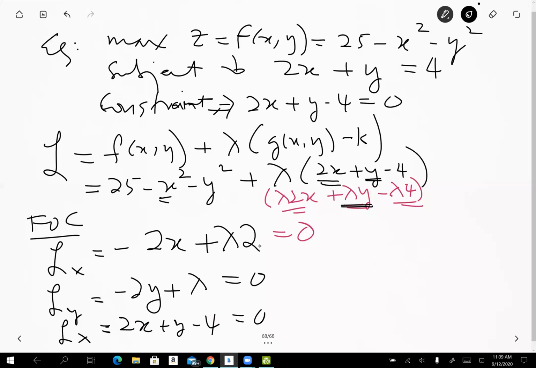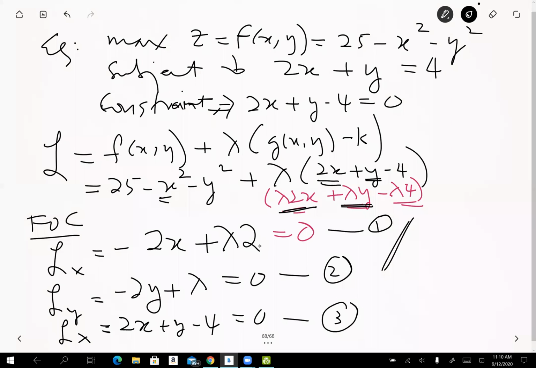Or you can do the derivative individually. So you got lambda 2x, derivative with respect to lambda is 2x. Here you got lambda y, differentiate with respect to lambda, you get y. And here you got negative lambda 4, differentiate with respect to lambda, I got negative 4. So that is our number 1, that's number 2, that's number 3. Here, you make use of 1 and 2. In doing so, we are going to cancel out the lambda.